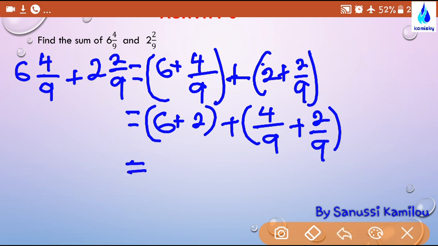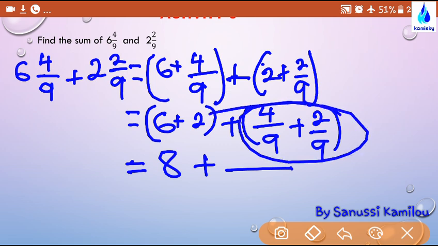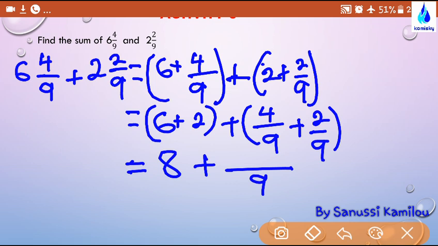Now the next step is to get the total of the addition of the whole numbers, and then the total of what we have done for the fractions also. So let's go. 6 plus 2 will give you what? 8. Correct. Plus, look at this very well. Are they not like fractions? Therefore, we keep the 9 and we add the top: 4 plus 2. Nice one. Then our next step will be 8 plus, 4 plus 2 will give us 6. Then we get 6/9.